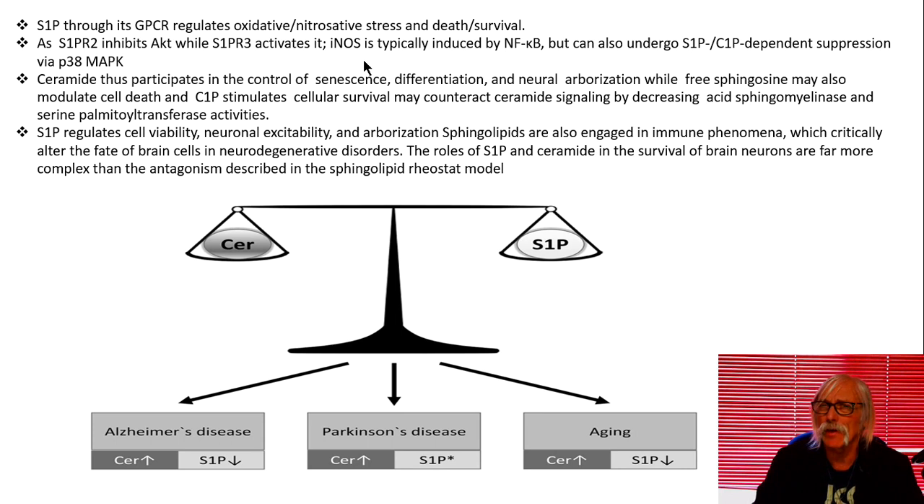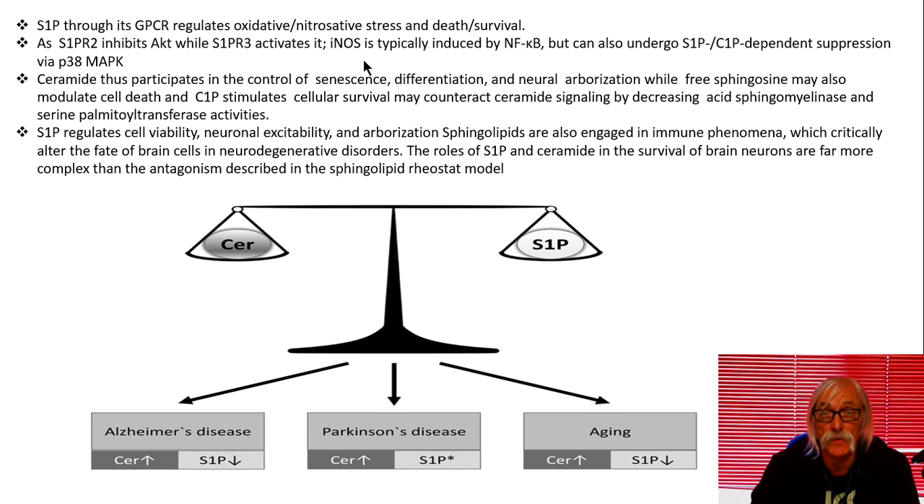It was when I was talking about actually drugs. While free sphingosine may also modulate cell death, ceramide 1-phosphate stimulates cellular survival. And they may counteract ceramide itself signaling by decreasing acid sphingomyelinase activity, which remember generates ceramide, and serine palmitoyltransferase activity, which is the rate-limiting step for the de novo synthesis. So sphingosine 1-phosphate regulates cell viability, neuronal excitability, and arborization.